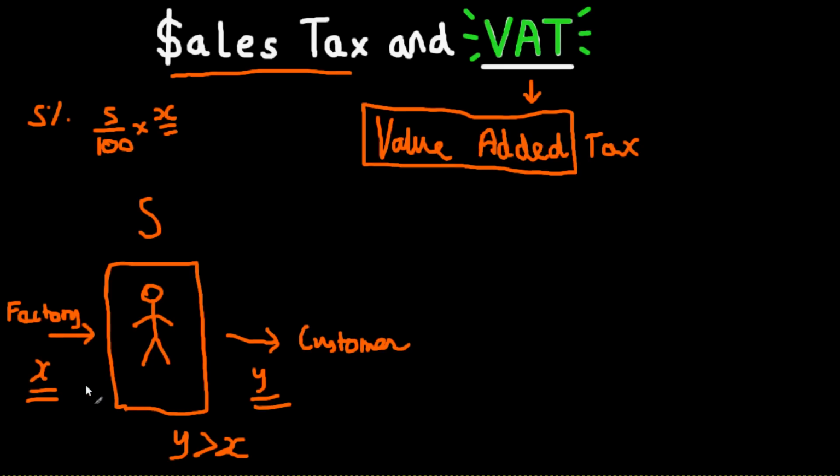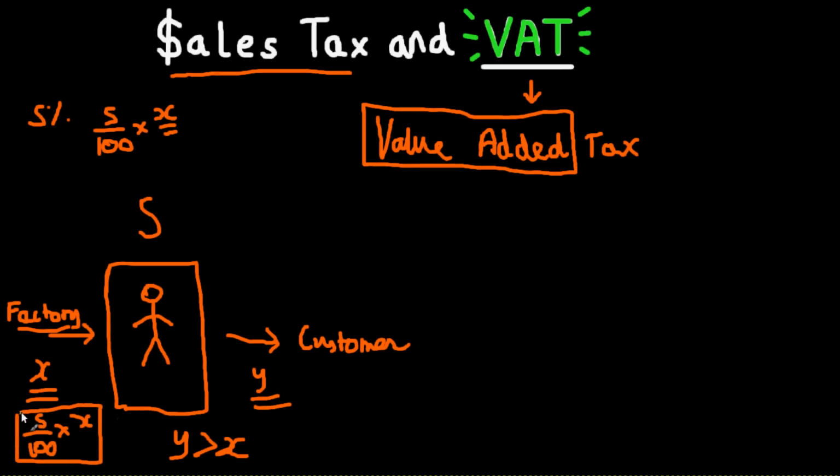The shopkeeper buys from the factory. Just imagine him as a normal customer or consumer. He's also buying it from someone. Now that someone is a factory, and that factory is also going to charge him tax. So in addition to X, he's also going to have to pay S by 100 into X as tax. This is his tax that he has to pay.